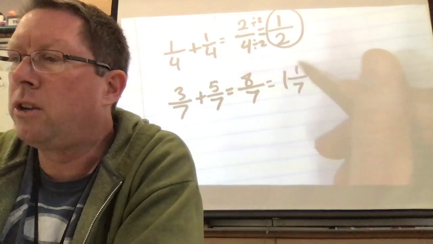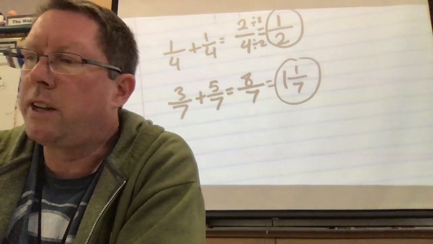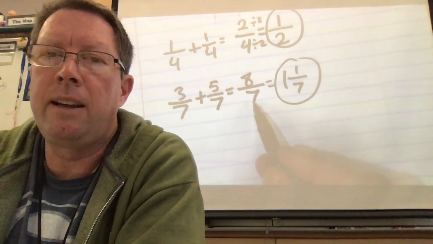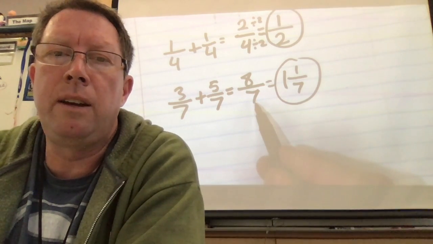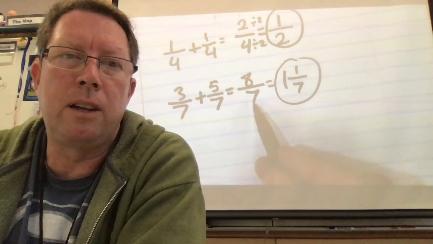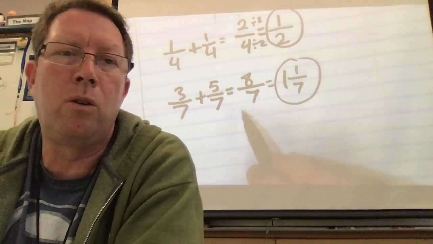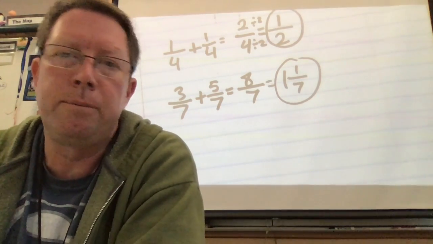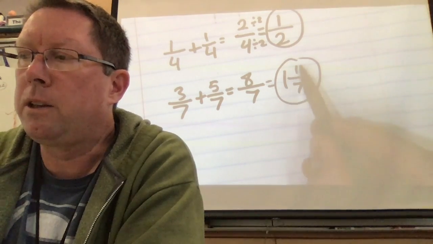Okay, so we're not changing the amount. We're just saying it in a different way. 8/7, that means you've eaten 8 pieces of a 7-piece candy bar. That means you've eaten a whole candy bar plus a little bit more of the next one. So 1 candy bar, a little bit more of the next one.